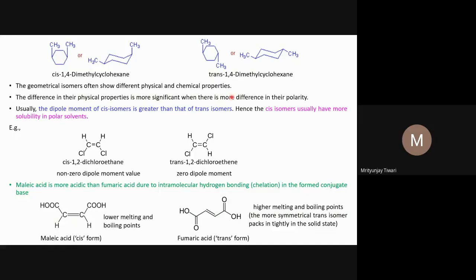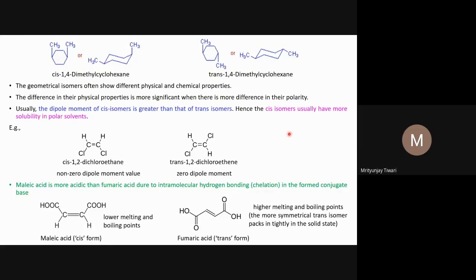As we usually know, if polarity is there for a compound, many things are governed by this polarity, and we have already seen examples in the chemical bonding chapter. You can go and revise if you forgot. Usually the dipole moment of cis isomers is greater than that of the trans isomers. This is an important point: the cis isomers have greater dipole than the trans isomers.